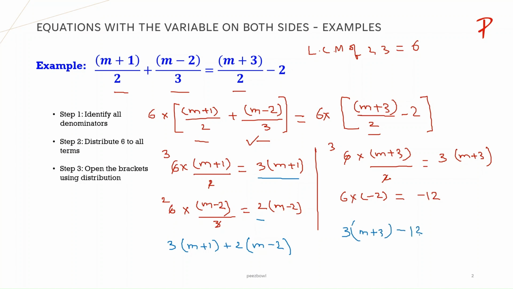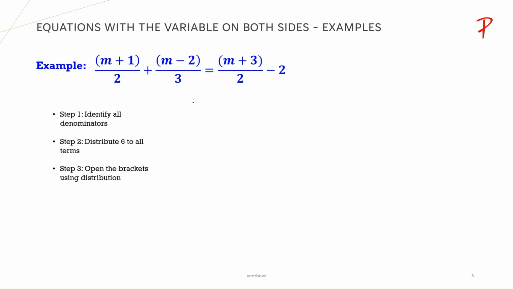Third step is to open the brackets using distribution, right? Let us see on the next slide. So we have seen so far the left hand side and the right hand side. For the third step, we have to open the brackets using distribution, right?